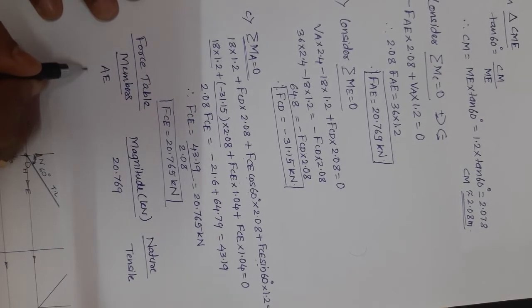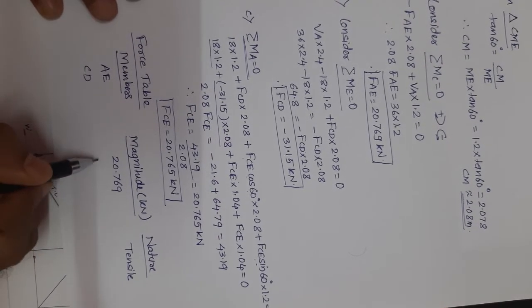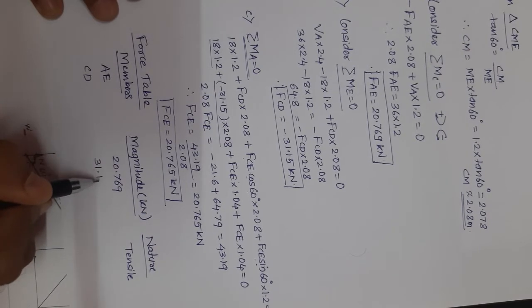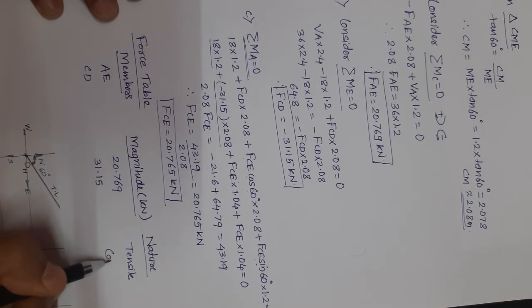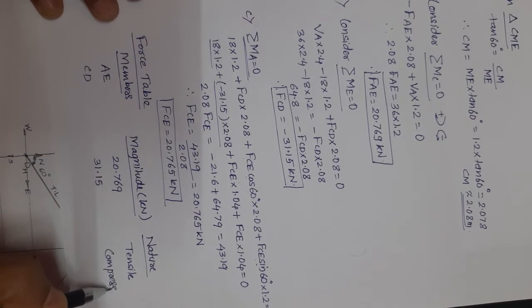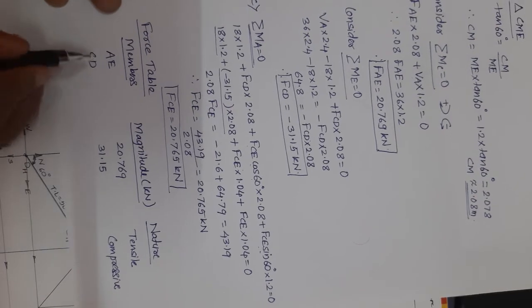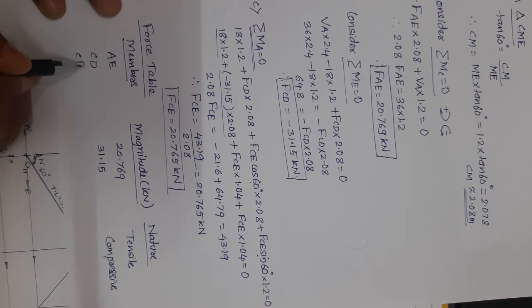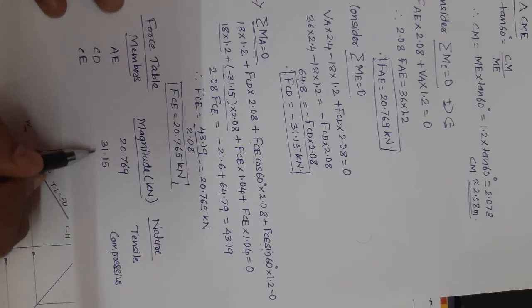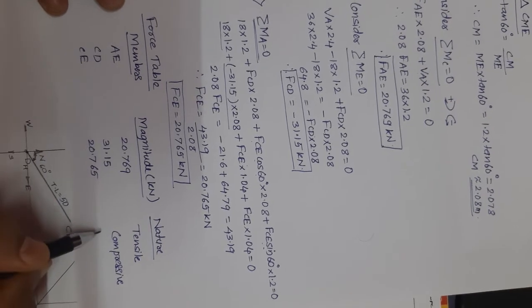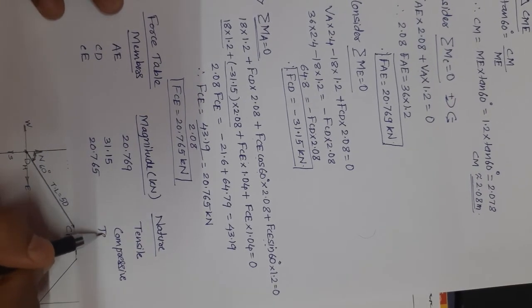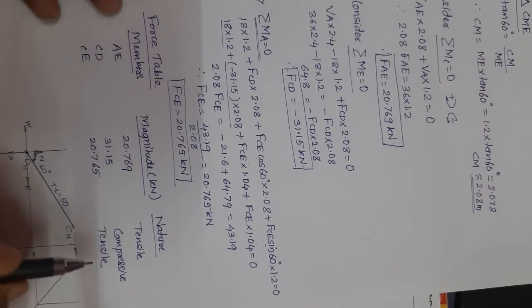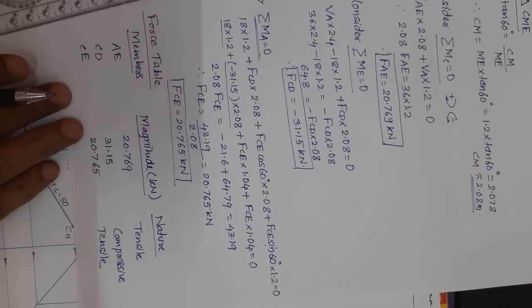Next, CD is the next point. Its answer came out negative, but while writing here, write positive only. Okay, right here positive only, and by writing here you write that it is compressive, or C, simply C. Then comes your final part, that is CE. CE is having plus 20.765 and this is positive, so tensile. So this is your final table, which is called a force table.